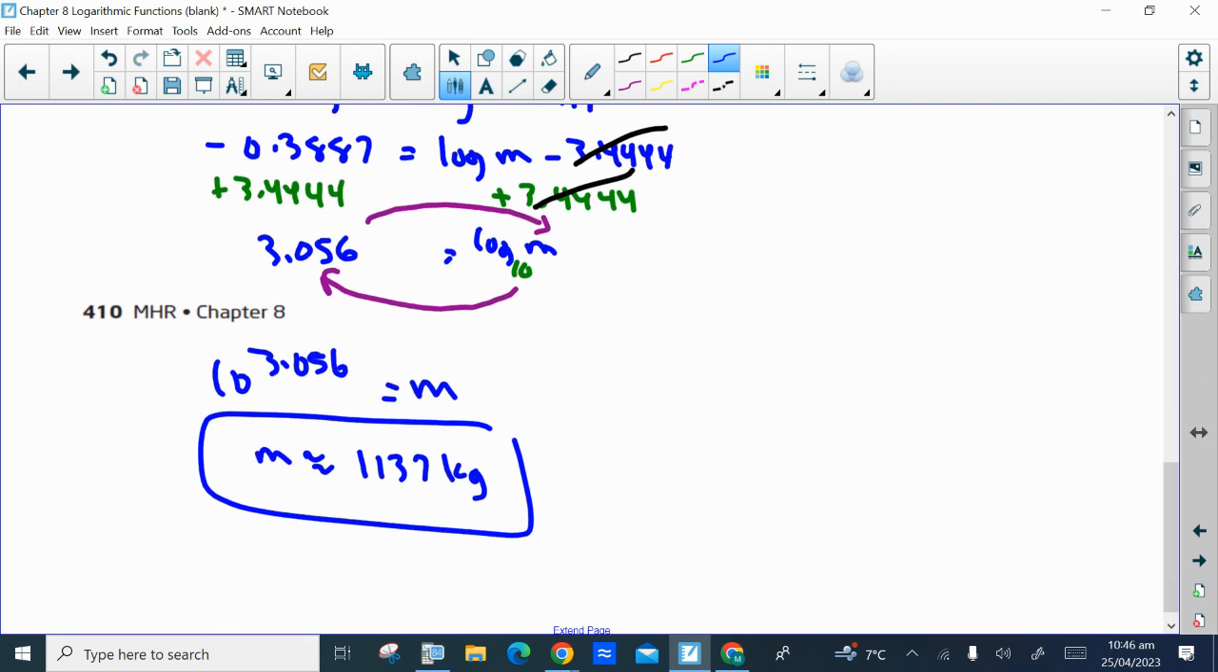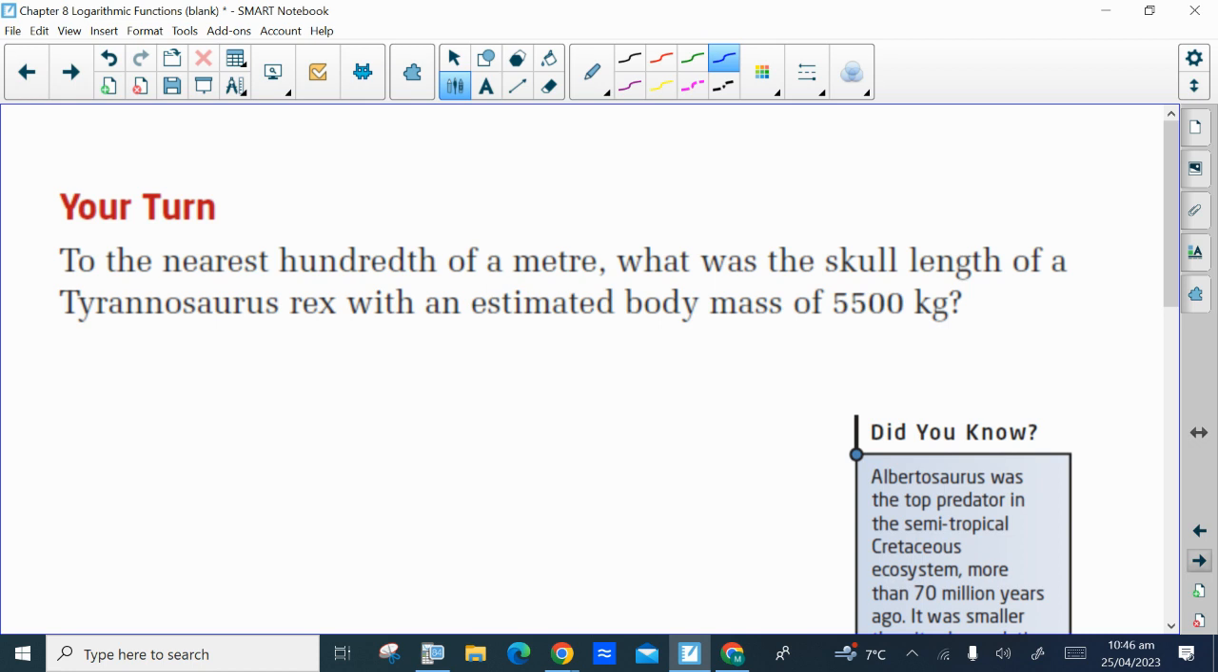All right. So part B, in this case, you want to find the skull length if the body mass is 5,500 kilograms. So again, the formula is 3.6022 times log S. S stands for the length of the skull, which we're trying to find. And that equals the log of M, the body mass of this dinosaur is 5,500 kilograms, minus 3.4444.